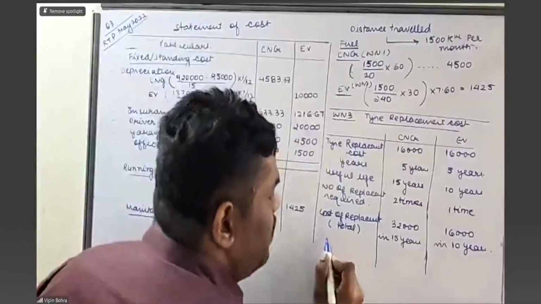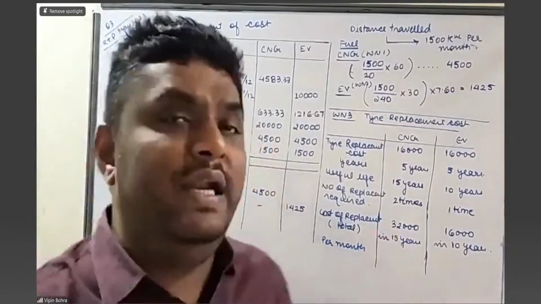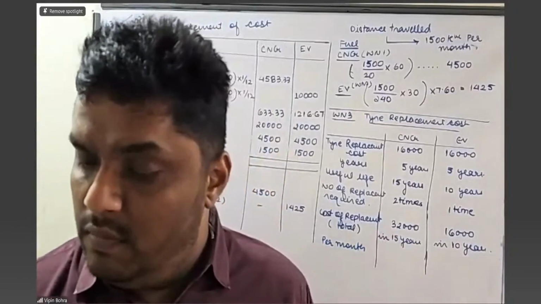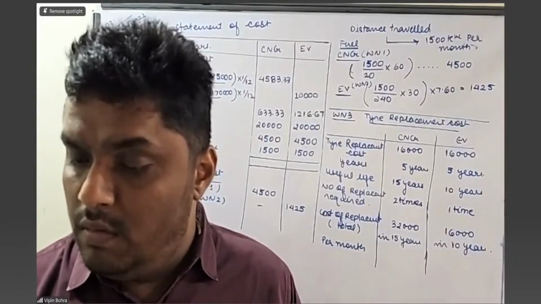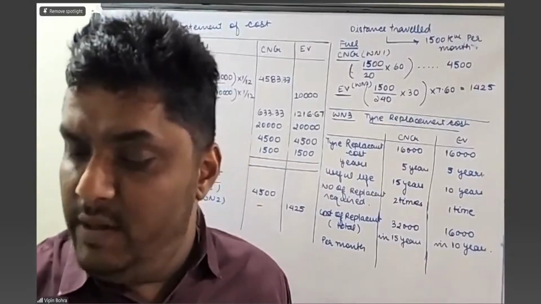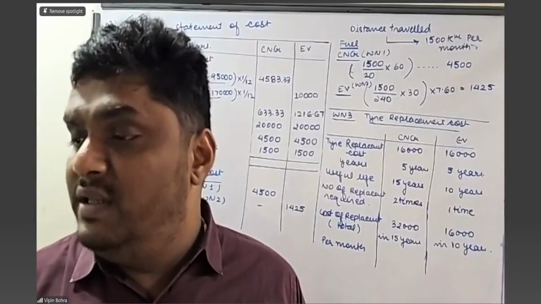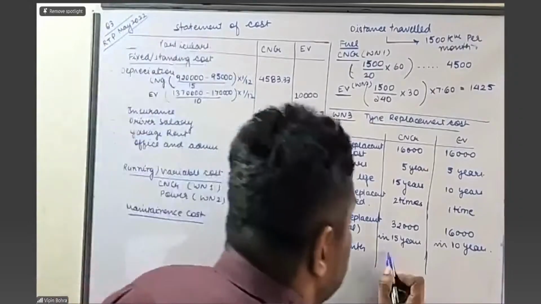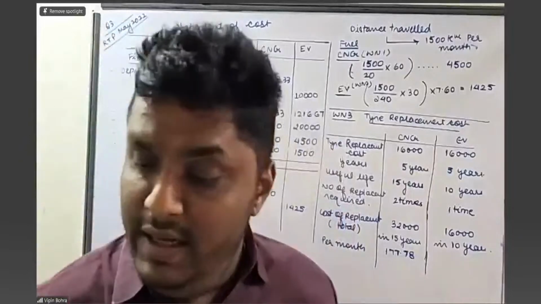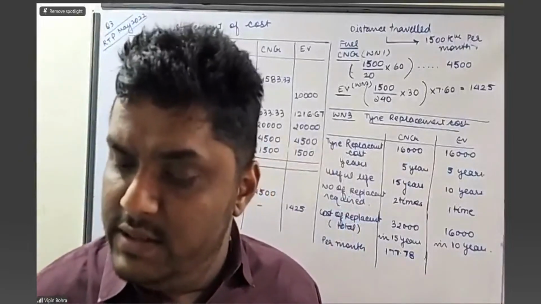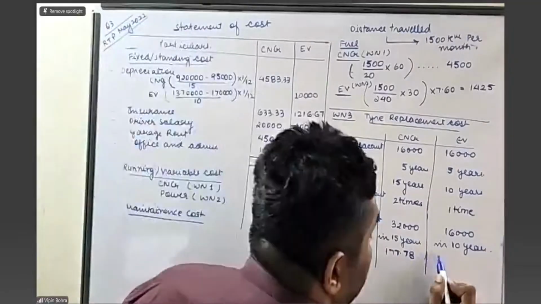So we can calculate the cost per month. 32,000 divided by 15 divided by 12. So it comes to 177.78. If you guys have any doubts, this part was the trickier part. So 177.78. Similarly, 16,000 in 10 years divided by 12. So it comes to 133.33.